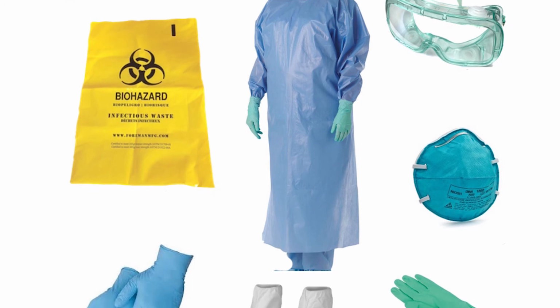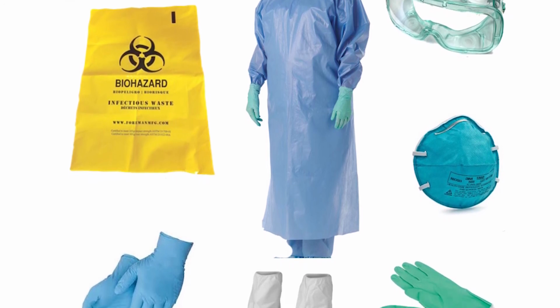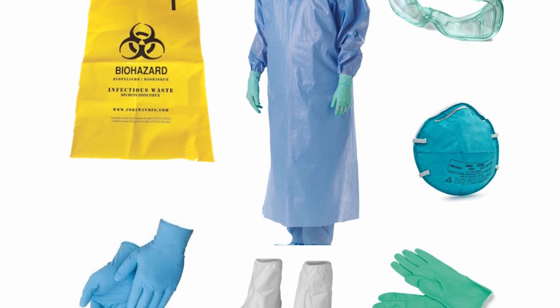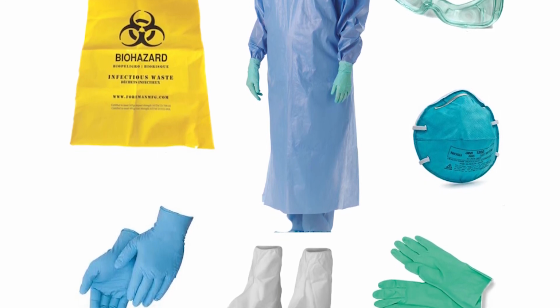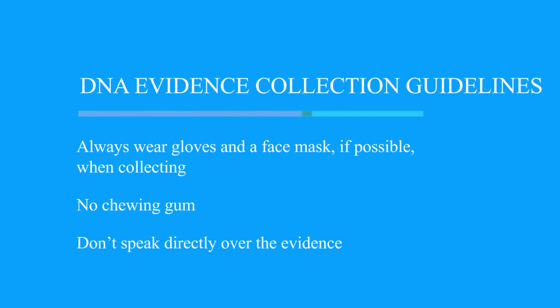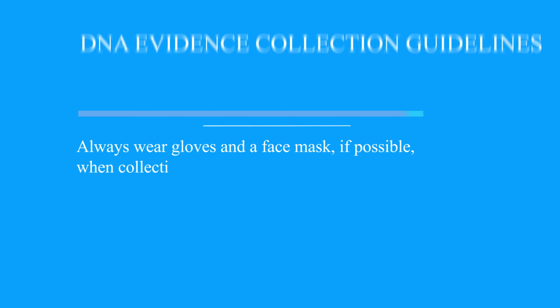While you're at the scene, you may come in contact with potential biohazards, and personal protective equipment is a must. Protect yourself first and foremost, then also protect your evidence from contamination. It is very important to collect items without adding your own DNA to the evidence. Always wear gloves and a face mask if possible when collecting. No chewing gum, and don't speak directly over the evidence. Everyone, including the crime lab staff, takes these precautions in order to minimize the occurrence of contamination. The more smoothly each step in this process goes, the fewer issues come up during trial.